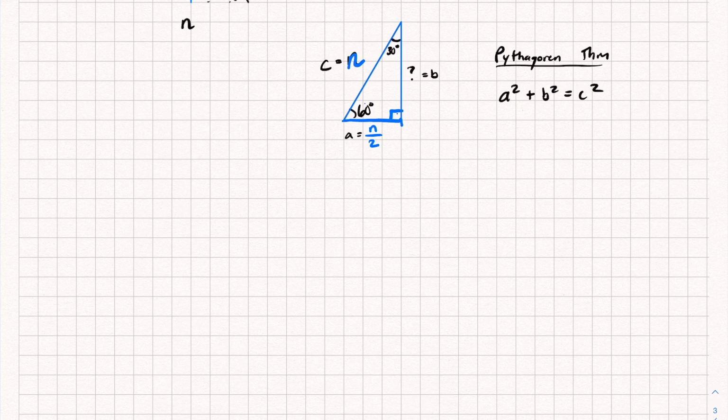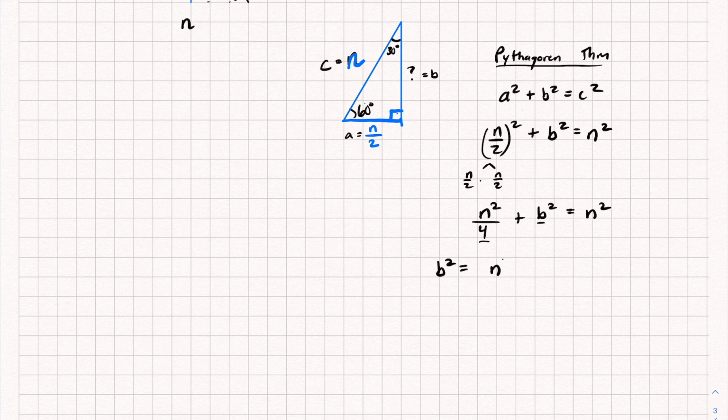And now I'm going to go through and plug this stuff in. So my a is n over 2, squaring this, plus b, which I don't know, and c, which is n. And so I need to solve this equation for b. All right, so n over 2 squared. Well, this is n over 2 times n over 2. So I get n squared over 4 plus b squared is equal to n squared. Now to help me with this next part, if I'm solving for b squared, I need to subtract the n squared over 4 over. So I get b squared is equal to n squared minus n squared over 4.